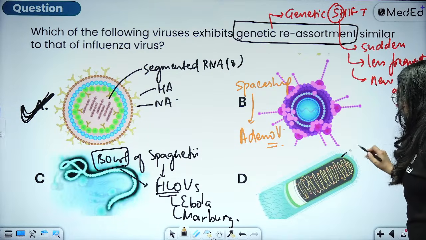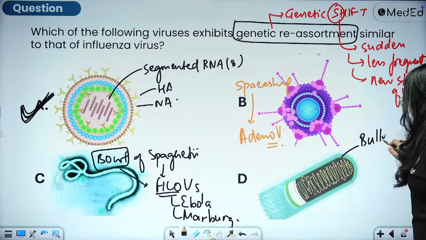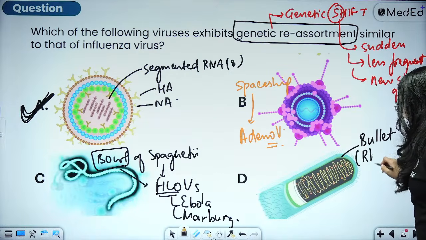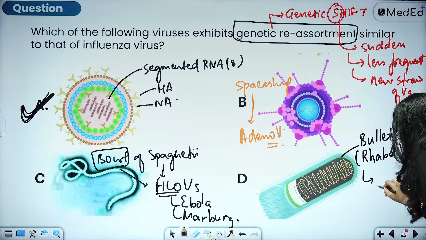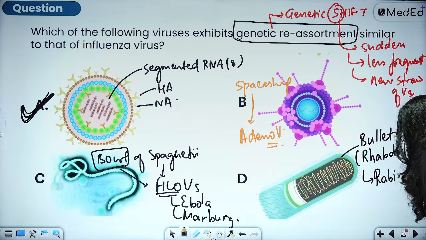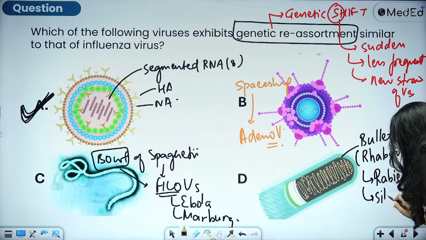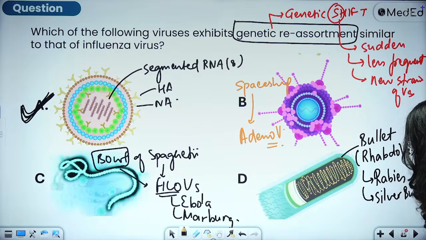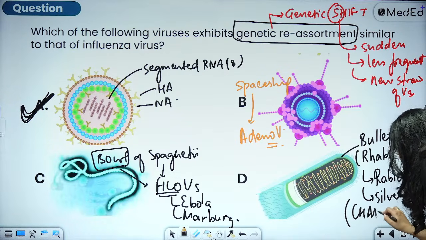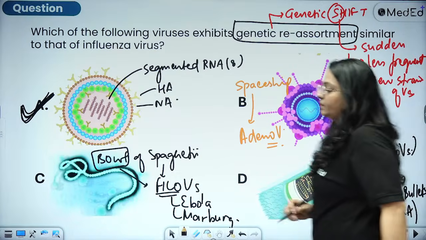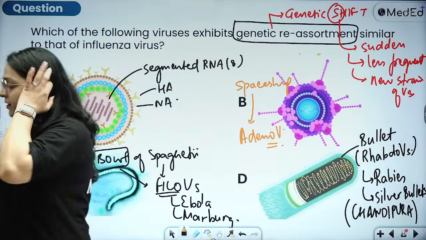Then what is this? The bullet shaped. The rhabdoviridae, rhabdoviruses. So of course one is rabies, and I always tell you to remember the silver bullets. Silver bullets. So you have Chandipura.